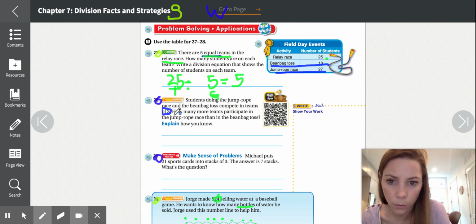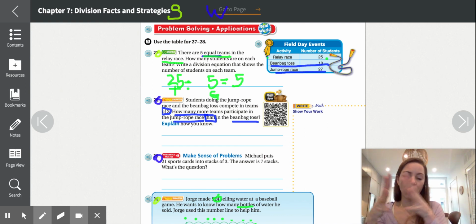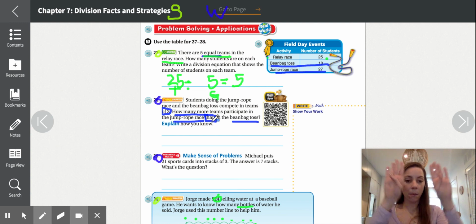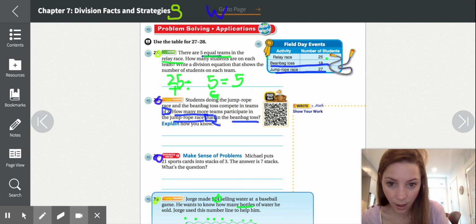We'll stick with this one. It says how many more participate in jump rope than beanbag. So they're actually not wanting me to combine the jump rope and beanbag this time because we have the word than. Than means you're comparing them next to each other to see how much more one of them is. So remember that than means we're comparing this group on this side to this group on this side, okay?